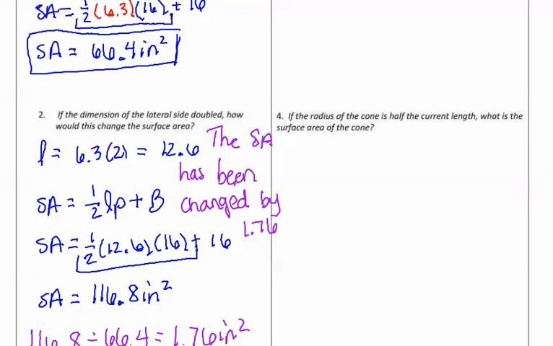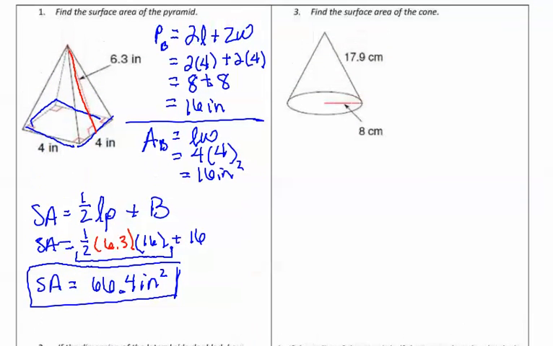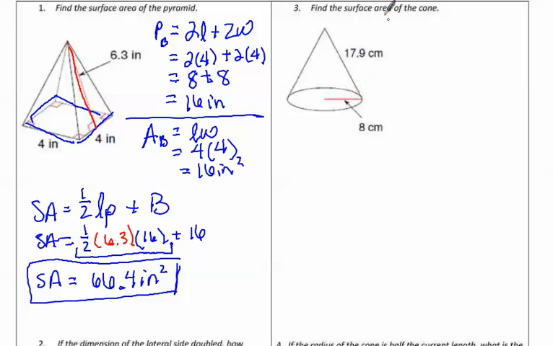Let's try the surface area of a cone. The surface area of a cone, the formula is pi r, or the radius, times the lateral side, plus pi r, or the radius, squared. Remember, r squared is the same thing as radius times radius.